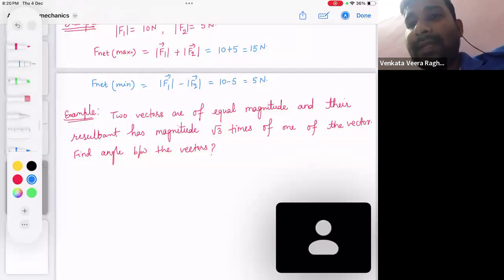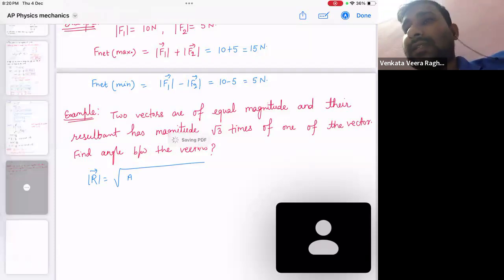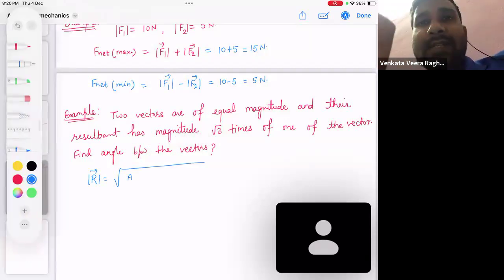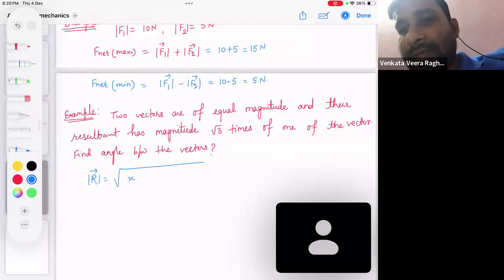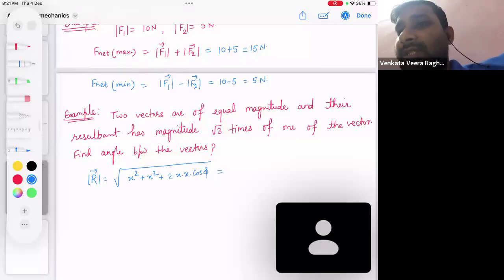Please tell me what is the answer coming? See, in this question, can we write the magnitude of the resultant? The magnitude of the first vector and the second vector is the same, isn't it? So let's say the magnitude of the first vector is x, and the second vector is also x. Then the resultant is the square root of x square plus x square plus 2 x x cos phi. And as per the question, this resultant magnitude is root 3 times x.